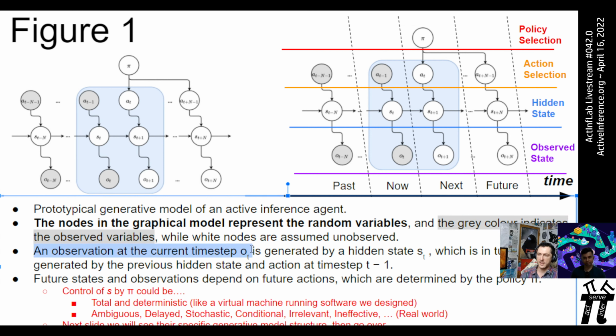An observation at the current time step O sub t is generated by the hidden state S. It is a white node, so it is not directly observed, but it's like a parameter in the generative model of the robot, which in turn is generated by the previous hidden state and action at time step t-1. So here's S in the past, and it's marching forward, influenced by its prior states as well as by how actions influence states, if at all. And future states and observations depend on future actions, which are not completely determined, but have a statistical relationship with the policy pi. And policy pi is sequences of actions.